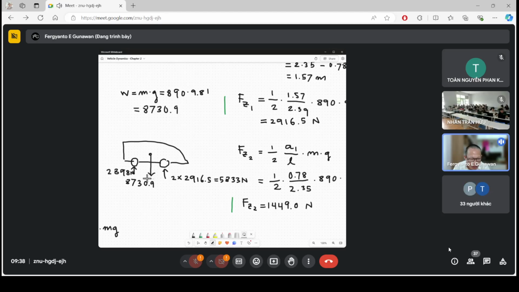So as you can see, the majority of the force goes to this direction, right? So it's much heavier. Just a moment, hopefully I do it right. So it's much heavier to this side than to that side.